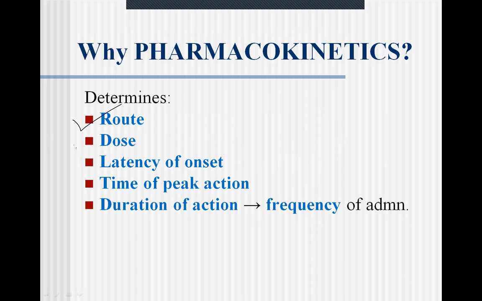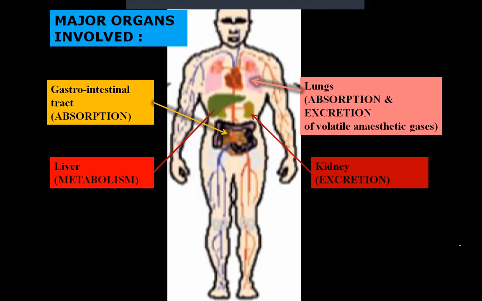Moreover, pharmacokinetics is required because it helps us determine the route by which the drug is taken, the dose in which it is to be taken, the latency of onset, that means the time it would require to start having its action, time to peak action, and the duration of action, which is important to know the frequency of administration of the drug.